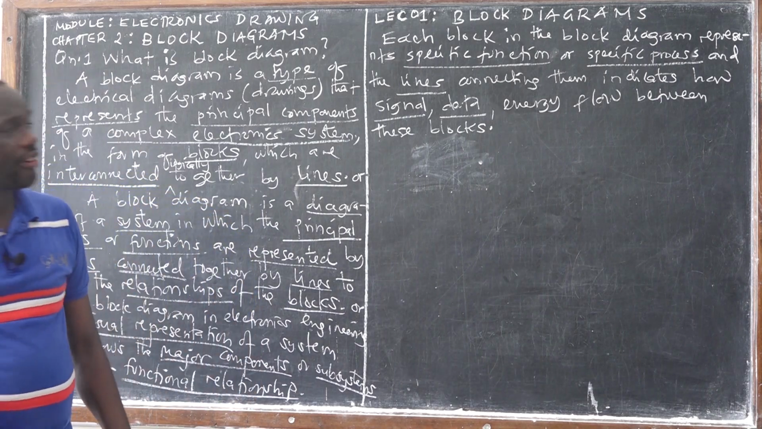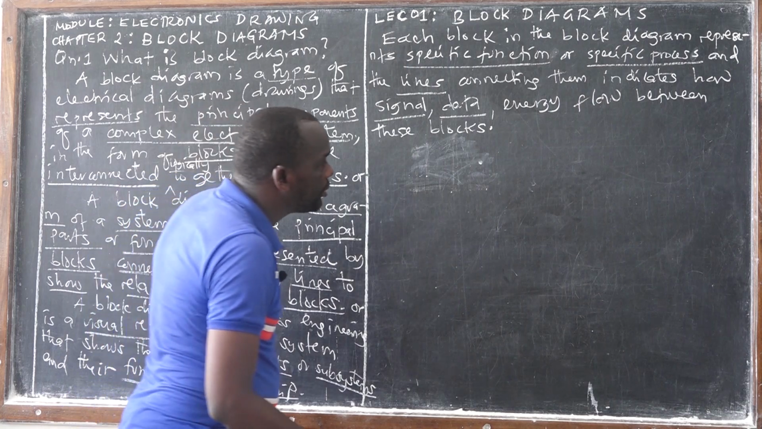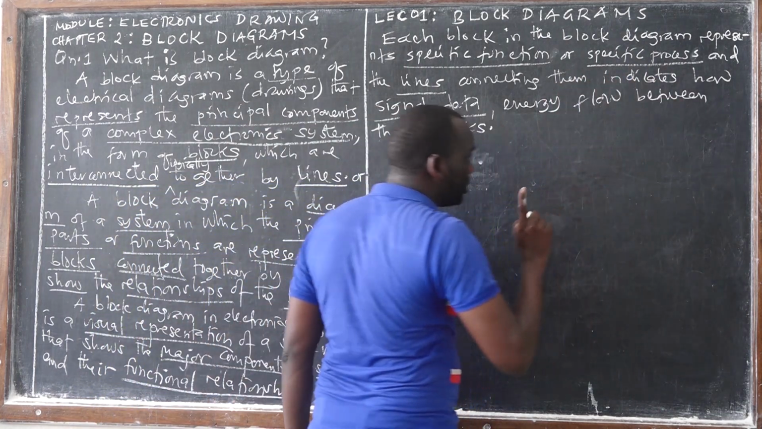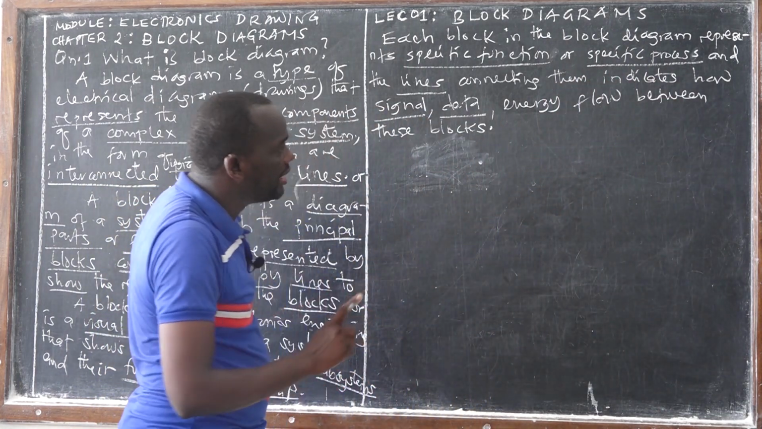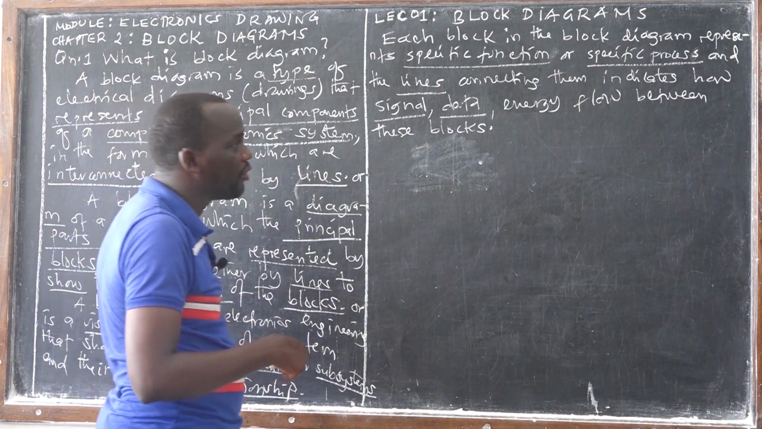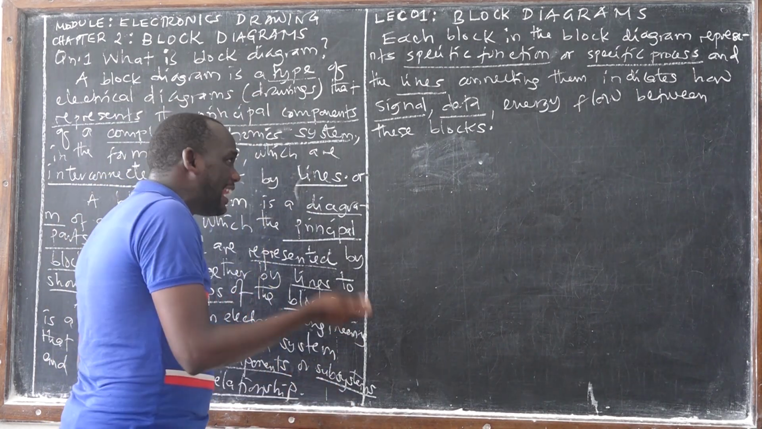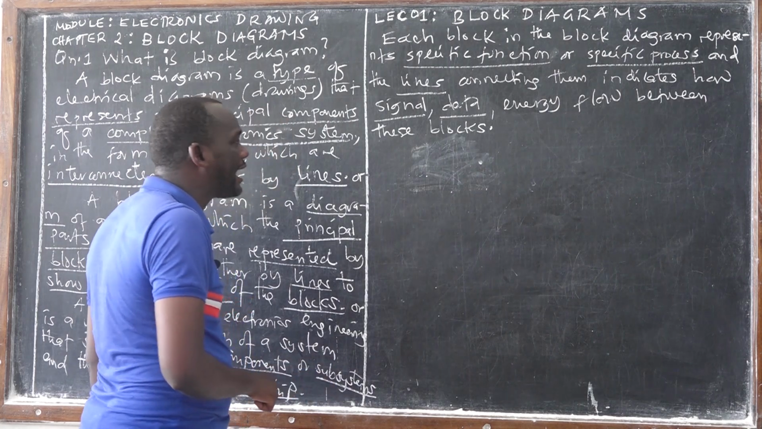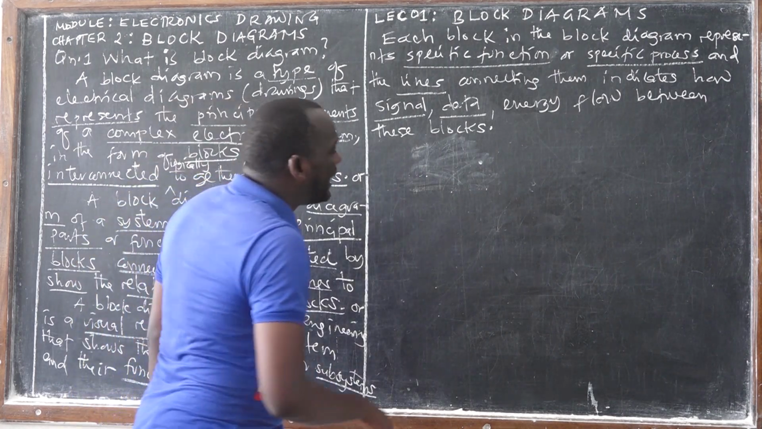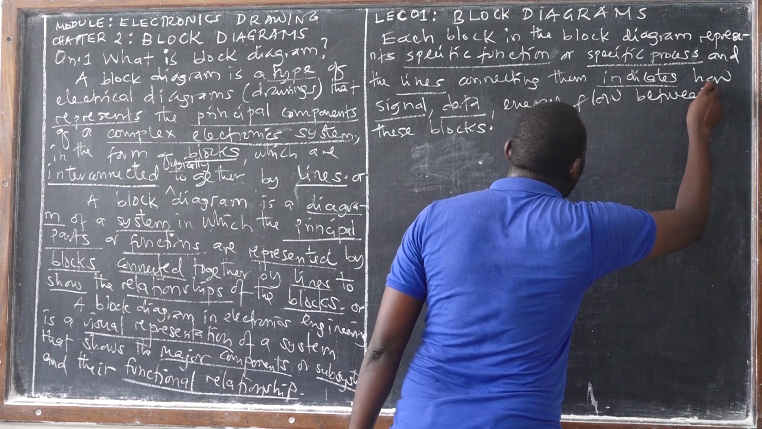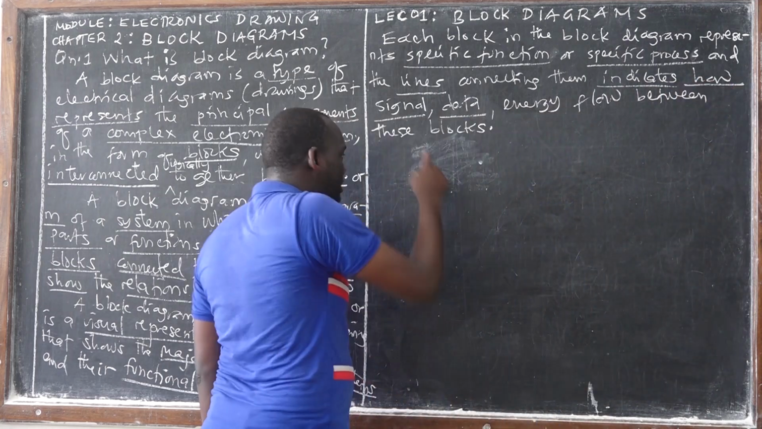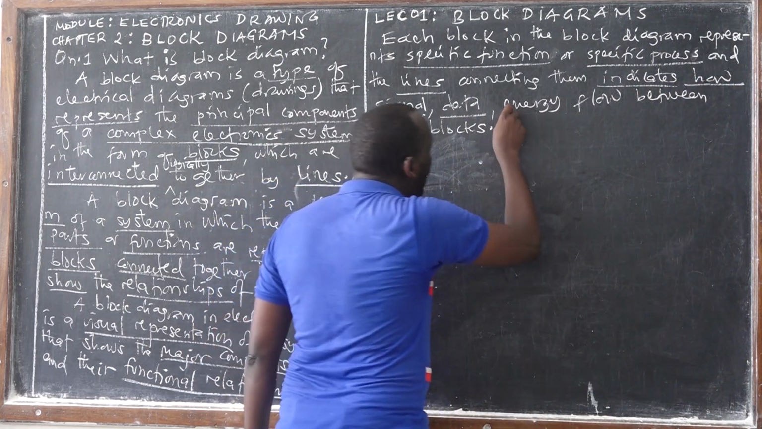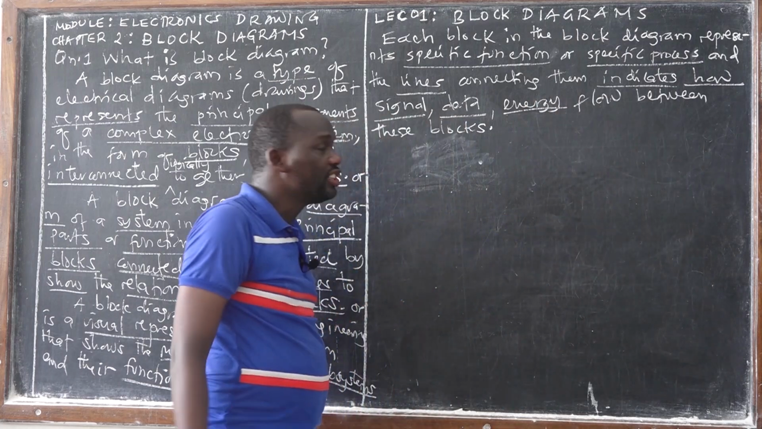Or a specific process. Sometimes some of the electronic systems might have a number of processes. And the lines that we find in block diagrams connecting these blocks indicate how the signal or data or energy flows between these blocks.